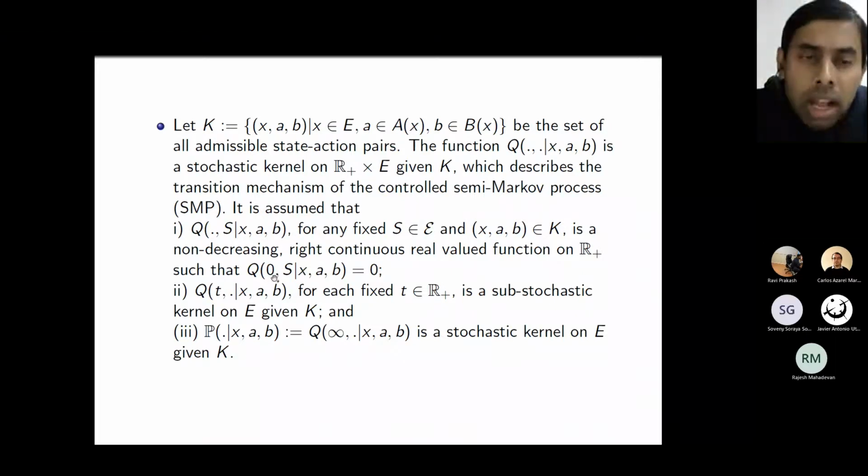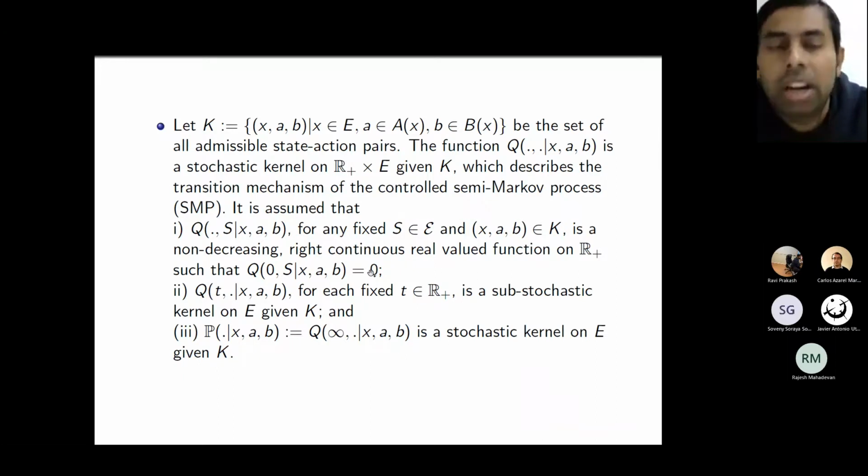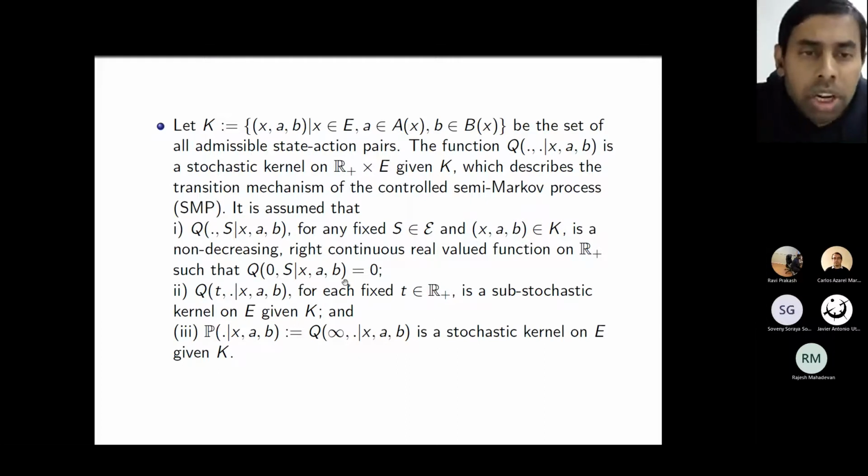What does that mean? The first component is how long it will stay. So Q(0, S | x, a, b) is equal to 0. This means that there will be no instantaneous jump. If the process starts in a state, it will spend at least a positive amount of time in that state. I said it will stay there for a random amount of time, but what this first assumption tells us is that it will at least spend a positive amount of time. Fine. So if you fix the S, then all these properties hold.